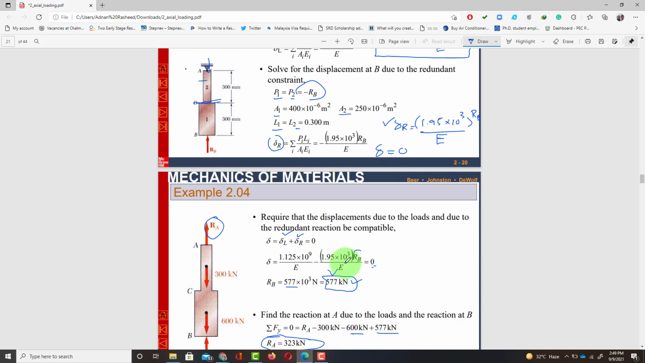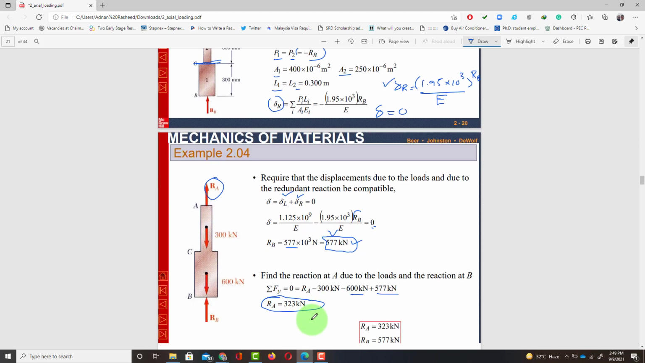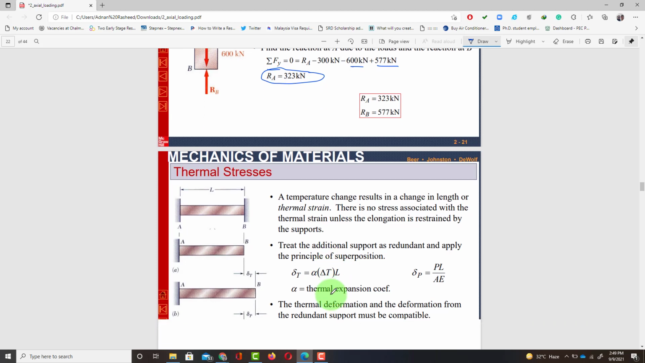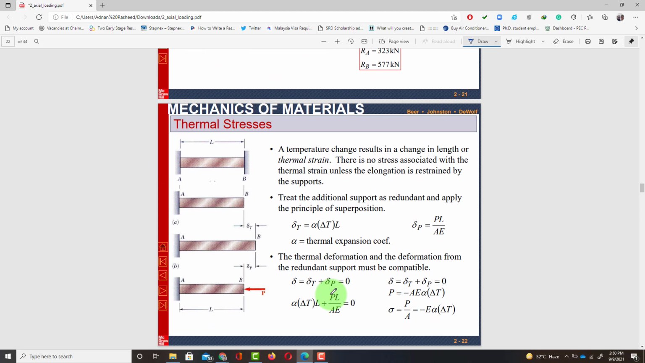So we calculated the RA and RB values. So this is how statically indeterminate problems can be solved. I think it is clear. Clear? Yes, sir. Okay, now we will move toward another topic, that is thermal stresses.